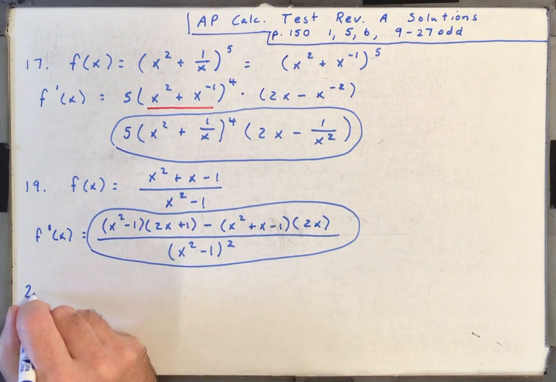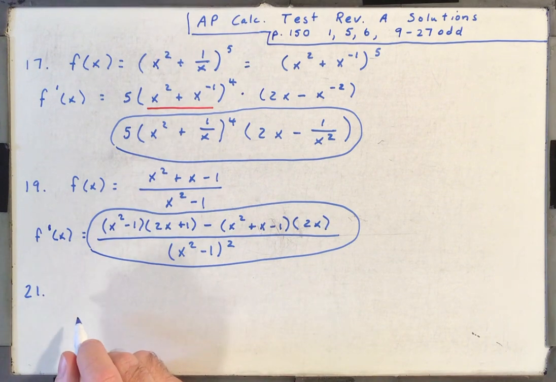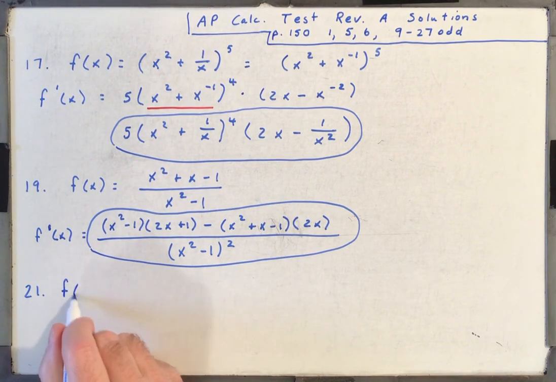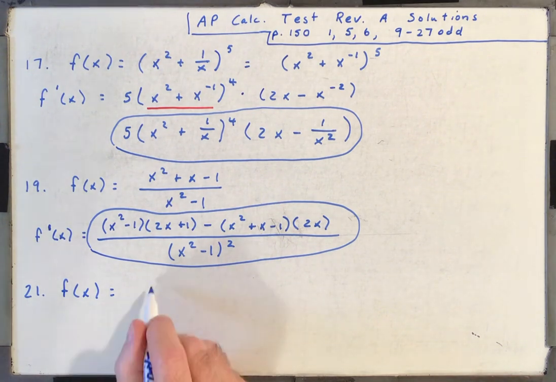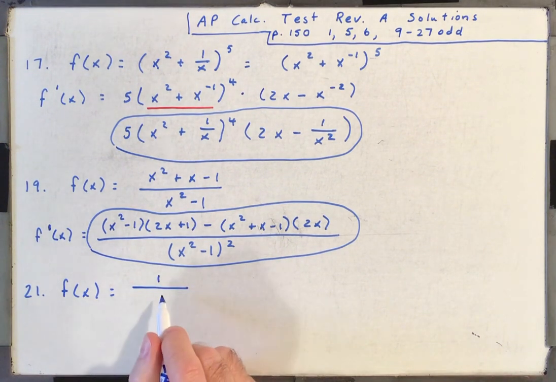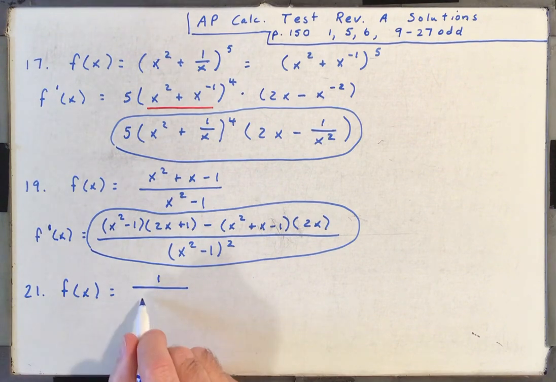All right, 21. We've got f of x is equal to 1 over 4 minus 3x squared.